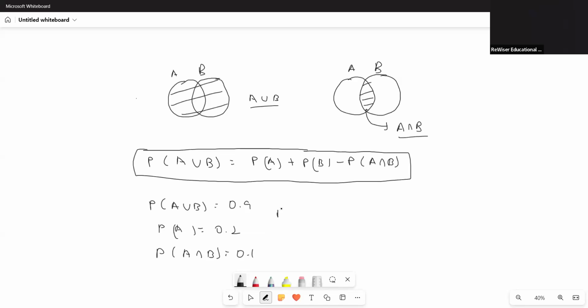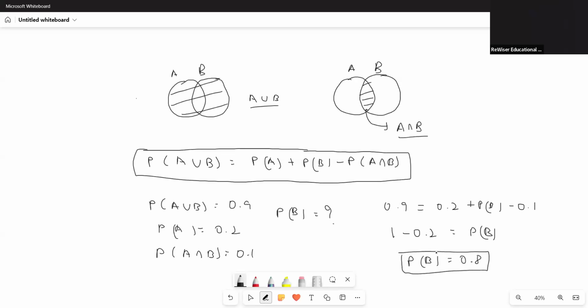as, say, 0.1. They can ask you the probability of event B. So we have to use this formula. So we can write 0.9 must be equal to 0.2 plus P(B), minus 0.1. So you get 1 minus 0.2 as the probability of event B. So the probability of event B is equal to 0.8. This is one of the proper applications which they quite commonly ask for the union and intersection part. I'll give you a few minutes to note this down, and then we'll be discussing a few problems based on Venn diagrams.